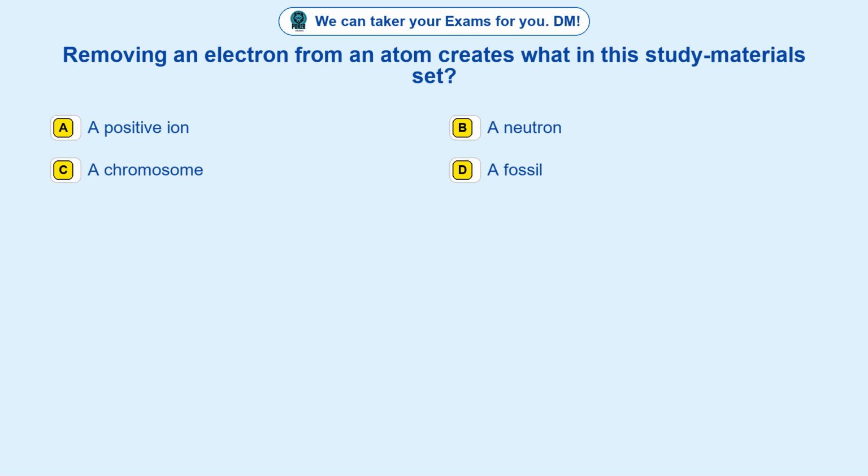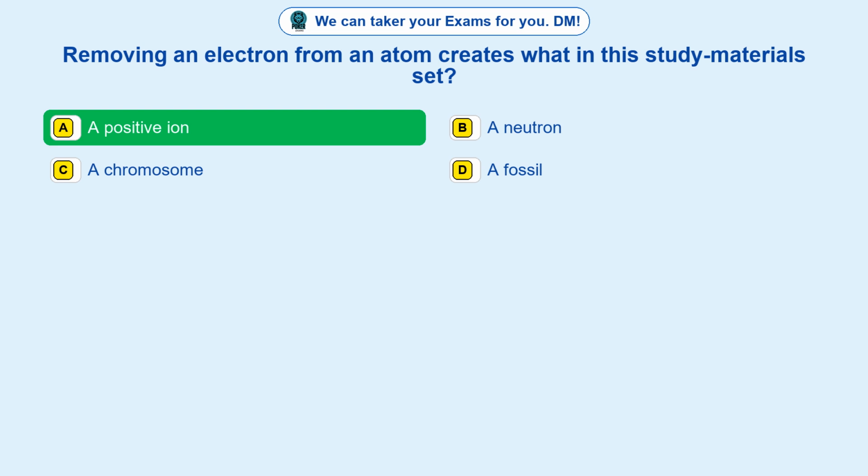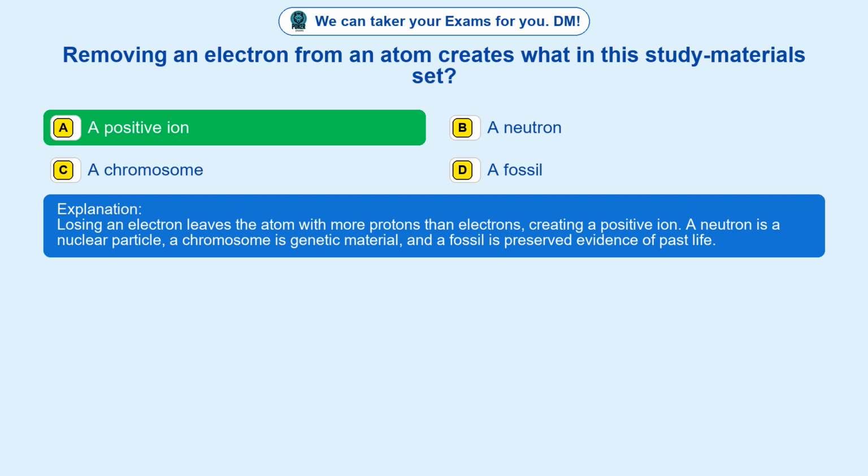Question 49. Removing an electron from an atom creates what in this study material set? Option A. A positive ion. Option B. A neutron. Option C. A chromosome. Option D. A fossil. The correct answer is option A. A positive ion. Losing an electron leaves the atom with more protons than electrons, creating a positive ion. A neutron is a nuclear particle, a chromosome is genetic material, and a fossil is preserved evidence of past life.